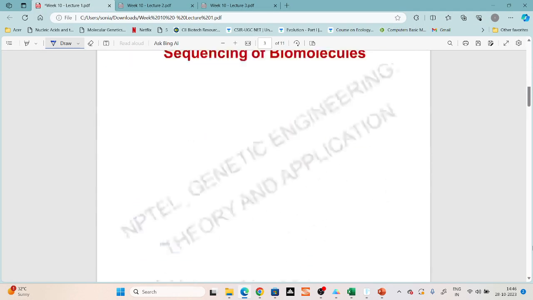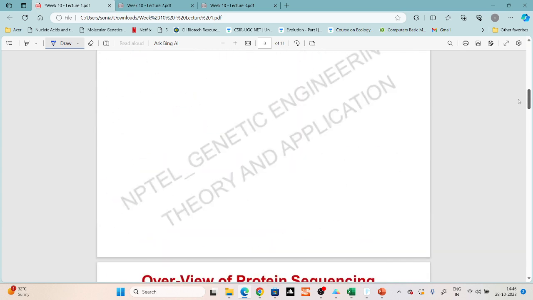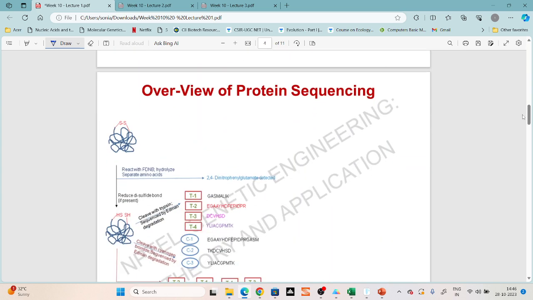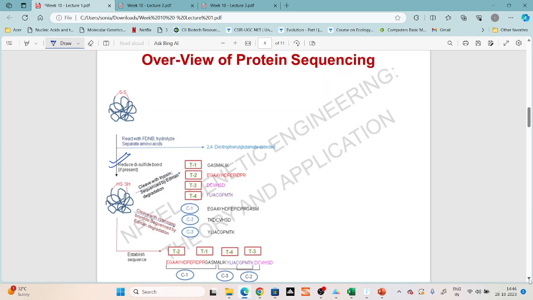Now in this we have first talked about, oh sorry, I don't know why this happens always. So first we'll talk about the sequencing. When you are doing the sequencing, your first step is to reduce the disulfide bonds. Okay, so after reducing the disulfide bonds, you can go for the sequencing process. And for sequencing, you can do Edman degradation. We can have Edman degradation and Sanger sequencing both. First, we'll study Edman degradation.